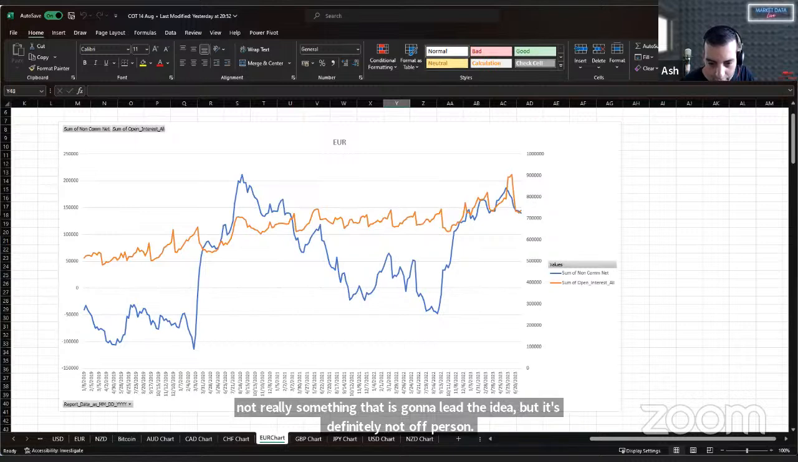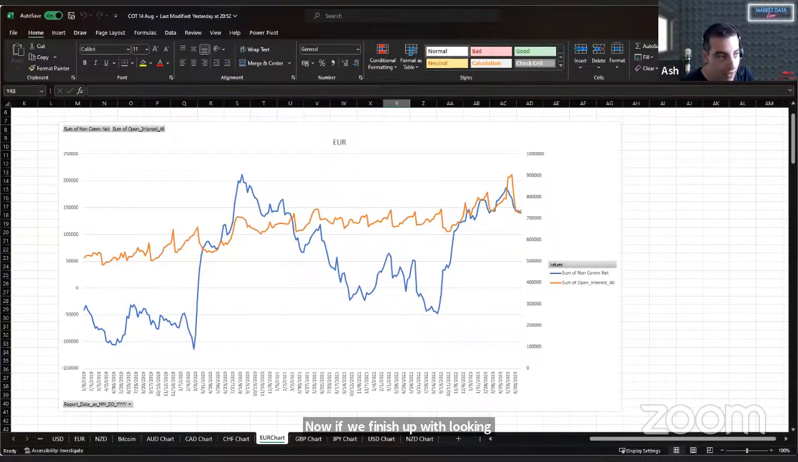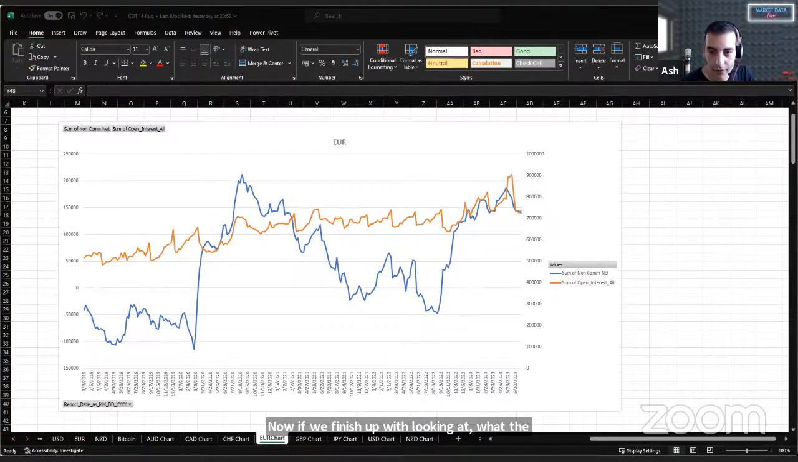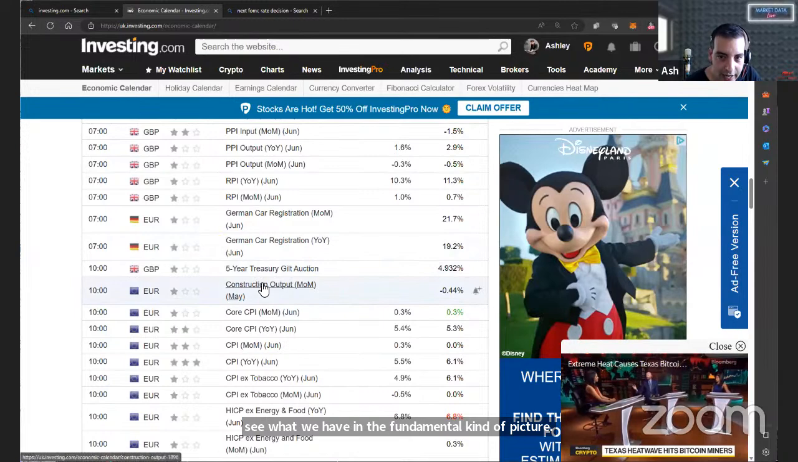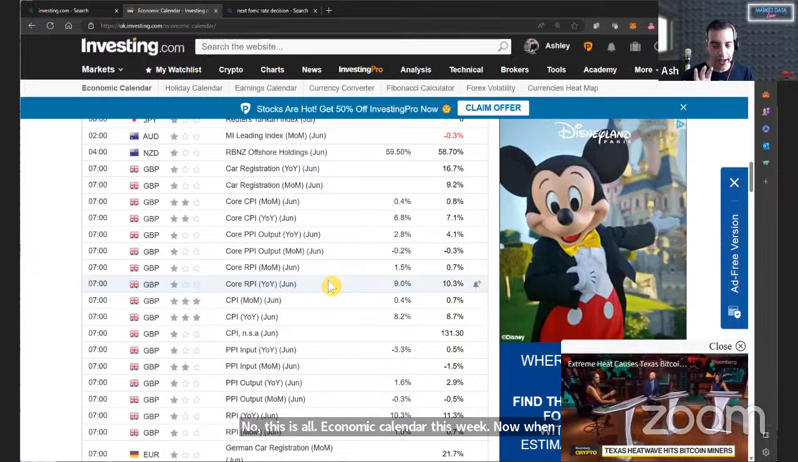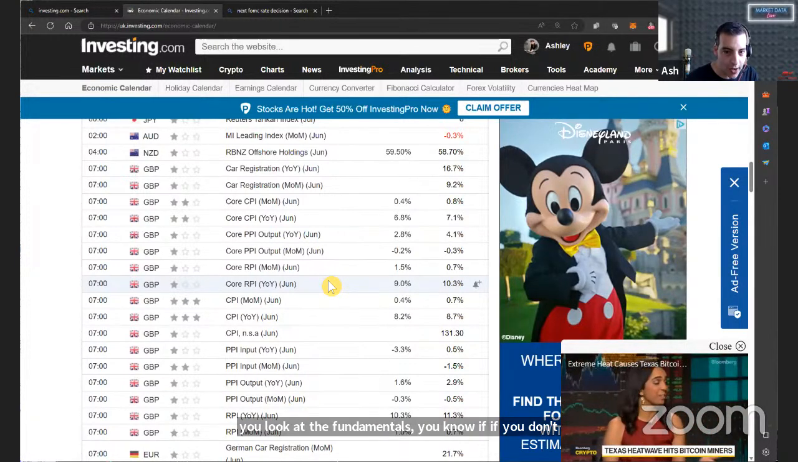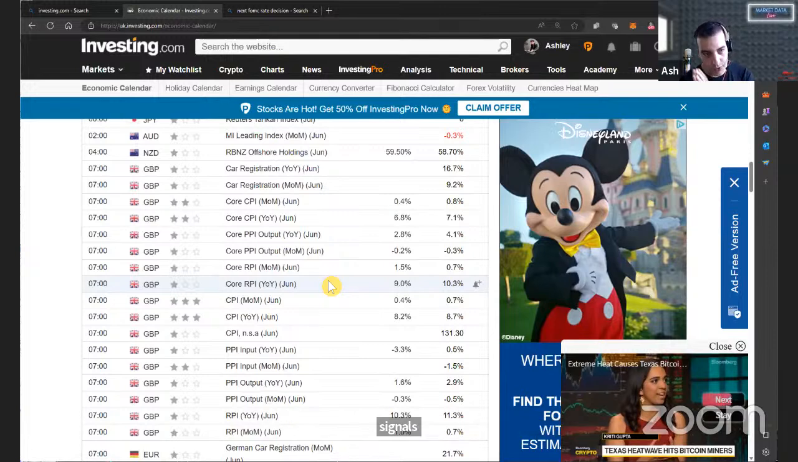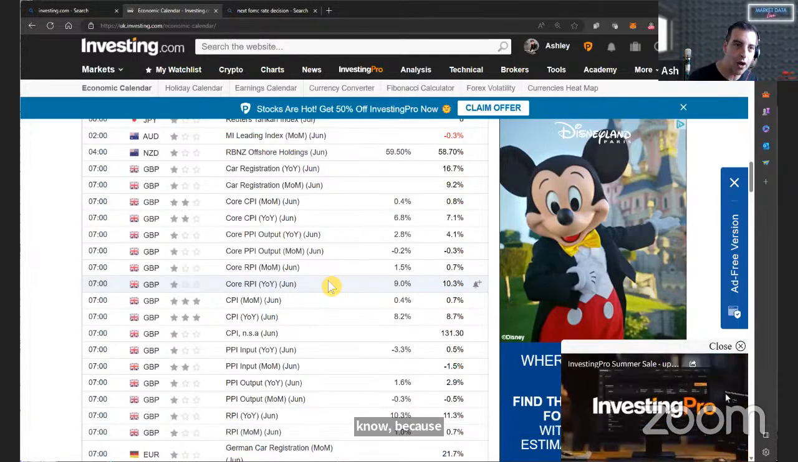Now, if we finish up with looking at what the fundamentals might do to drive us towards any of these ideas, let's see what we have in the fundamental picture. This is our economic calendar this week. When you look at the fundamentals, if you want to trade in a completely different way, so you just want to trade on one of these signals, the fundamentals are the ones to go with, because news makes the move. It's the fundamentals that are going to drive the market.